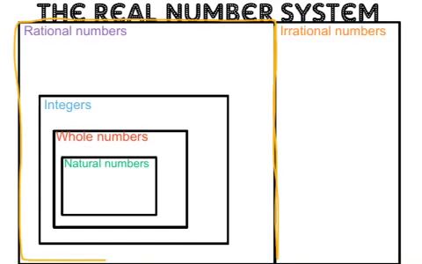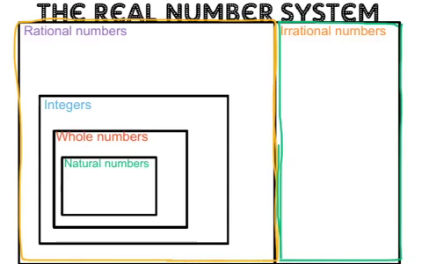On the left side you have rational numbers. And then on the right side, you have irrational numbers. So I'm going to put a box around that too. And you can do the same thing on your graphic organizer. So real numbers are split into two parts.